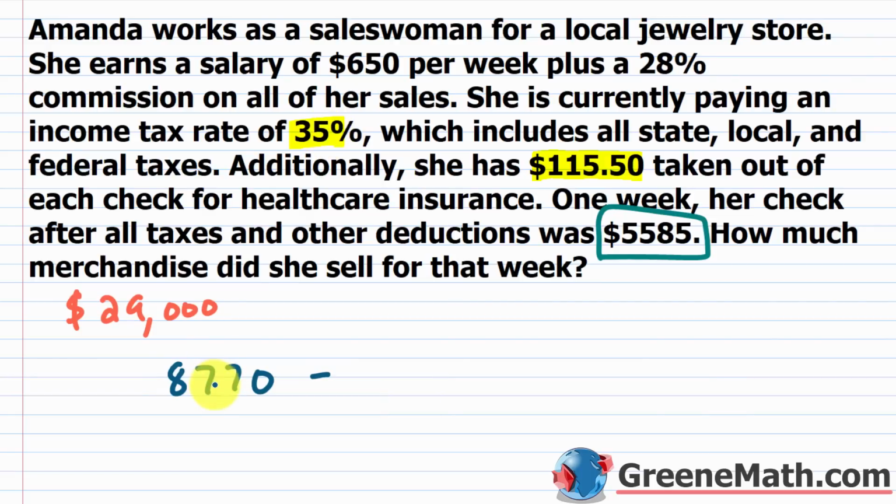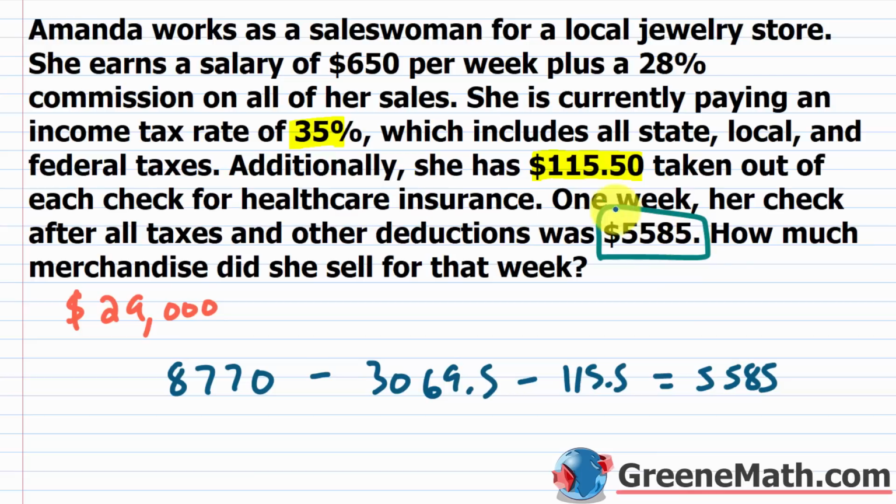So what's 35% of this number? It's going to be 3,069.5. We're also subtracting away the health insurance, which is 115.5. You can put 0 if you want, or just leave it like this. It doesn't matter. So if you do this in your calculator, 8,770 minus 3,069.5 is going to give you 5,700.5. And then if you subtract away 115.5, you're going to get the 5,585, which is what you have right there. So we have our correct solution here. It's $29,000 for the amount of merchandise that she sold for that week.